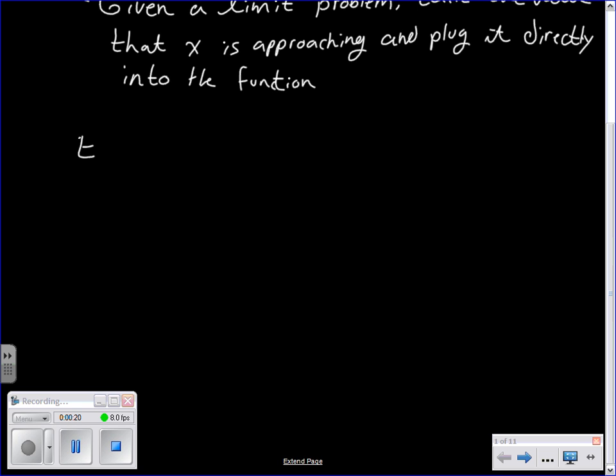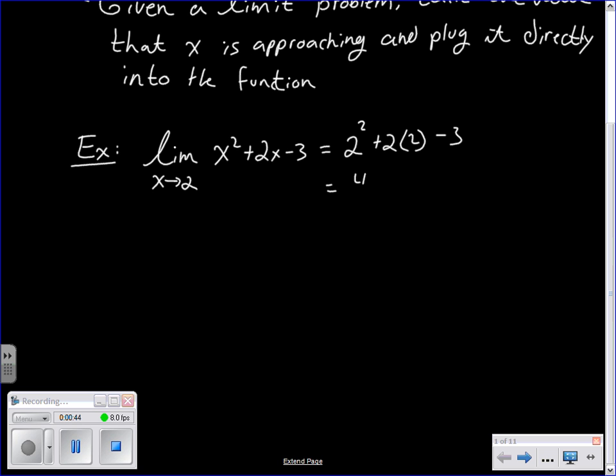So we can look at a quick example, something like the limit as x approaches 2 for the function x squared plus 2x minus 3. What we do is take the value that x is approaching, in this case 2, and simply plug it into our polynomial. So we're going to take 2 and square it, plus 2 times 2 minus 3. This gives us 4 plus 4 minus 3, and that's 8 minus 3, which is 5. So the limit as x approaches 2 for the function x squared plus 2x minus 3 is equal to 5.